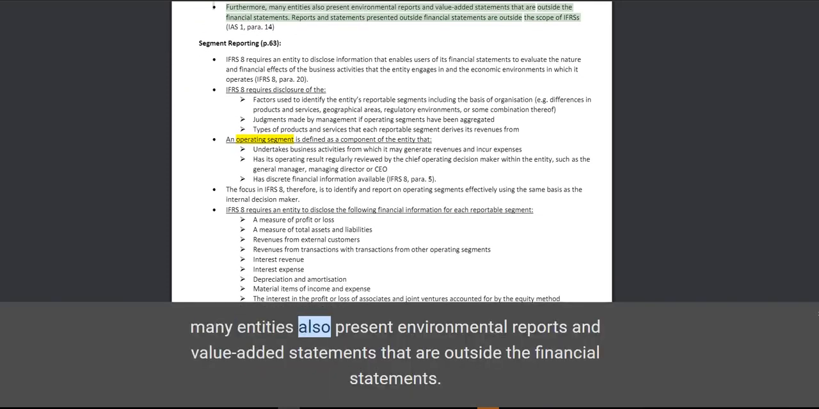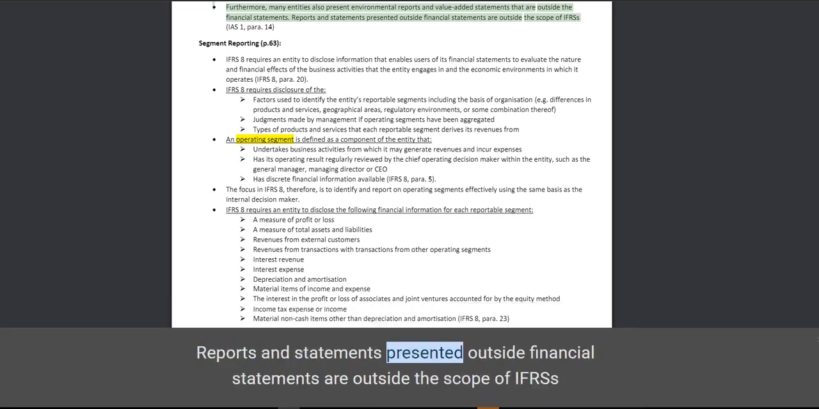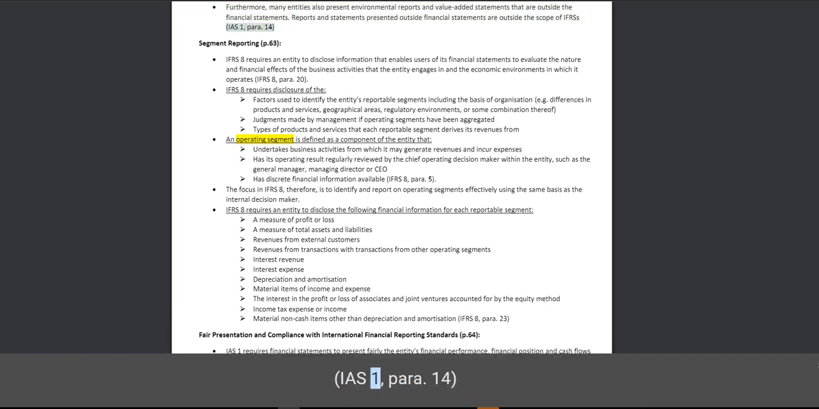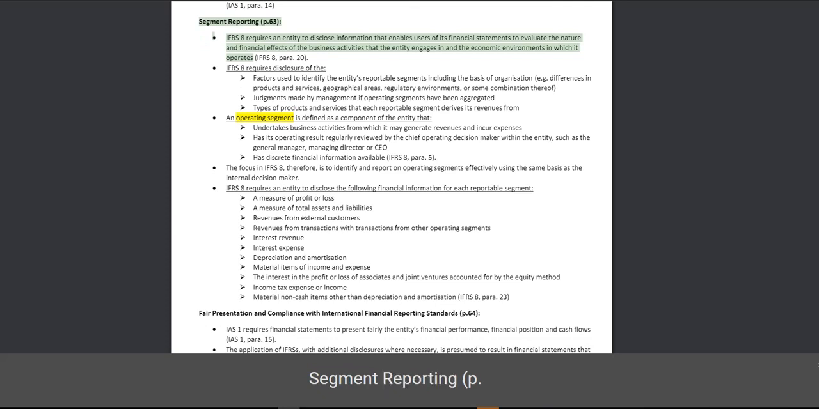Furthermore, many entities also present environmental reports and value-added statements that are outside the financial statements. Reports and statements presented outside financial statements are outside the scope of IFRS. EAS 1-para 14. Segment Reporting, p. 63.